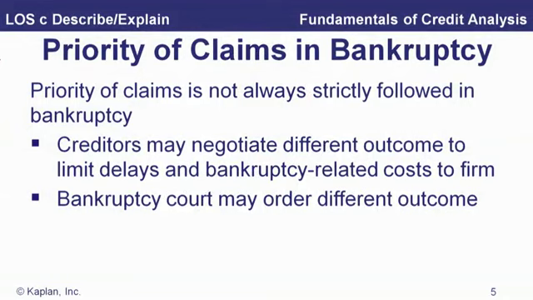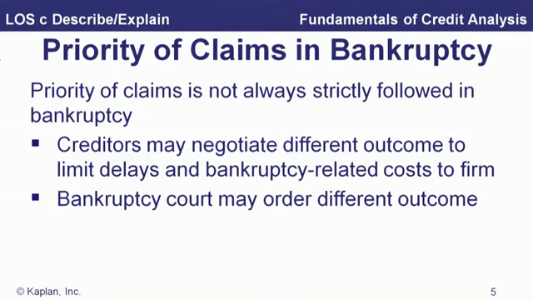Now, creditors, and this has to do with the bankruptcy process and the negotiating process and whether they want to get it done and how rapidly they want to get it done and how deeply involved the parties want to be in the negotiations and a lot of things like that. So the outcomes are not always predictable based on strict priority of claims. So the creditors may negotiate a different outcome to limit delays and bankruptcy-related costs. Of course, the longer it drags on, the lawyers are charging by the hour, and these guys are not cheap.